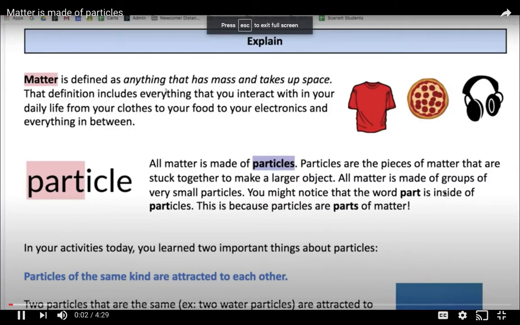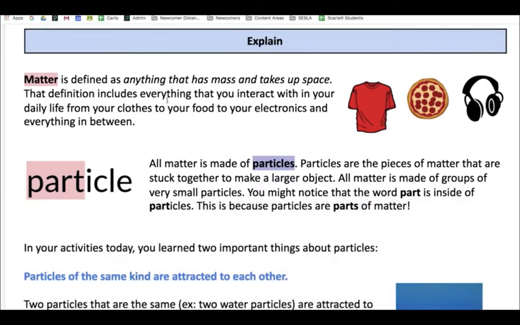Matter is defined as anything that has mass and takes up space. That definition includes everything that you interact with in your daily life, from your clothes, to your food, to your electronics, and everything in between. All matter is made of particles. Particles are the pieces of matter that are stuck together to make a larger object. All matter is made of groups of very small particles.